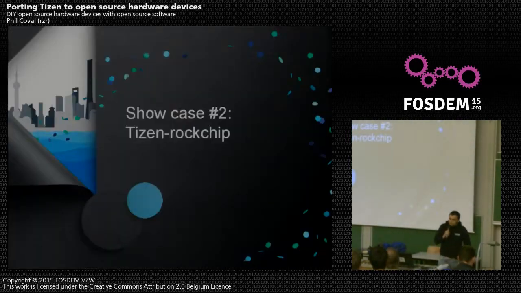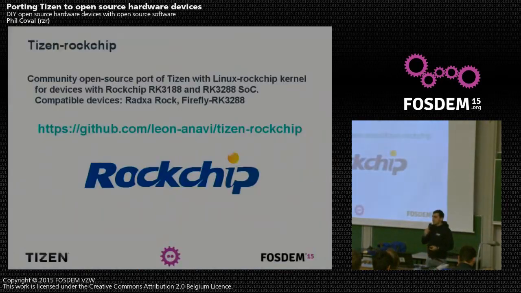So we're moving to the second showcase, and it's called Tizen Rockchip. Rockchip is another Chinese company making systems on a chip. These are low-cost and powerful systems on a chip. Tizen Common runs on a couple of their platforms. RK3188, this is for the Radxa Rock, and RK3288 for the Firefly.